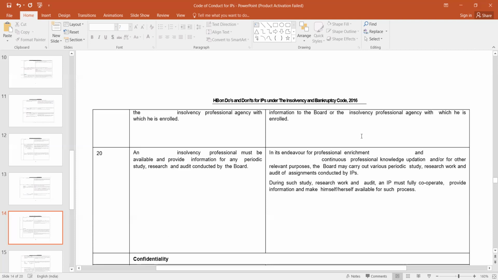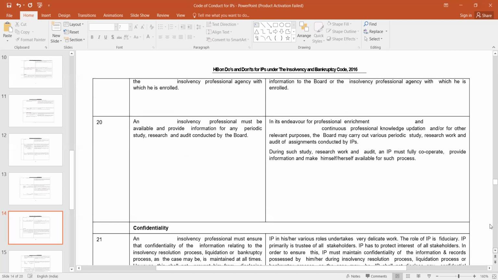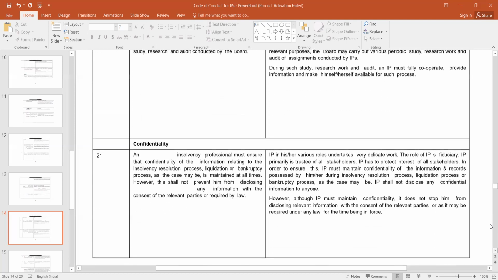In its endeavor for professional enrichment and continuous professional knowledge updation and for other relevant purposes, the board may carry out various periodic study, research work, and audit of assignments conducted by the IPs. During such study, research work and audit, an IP must fully cooperate, provide information, and make himself or herself available for such processes.